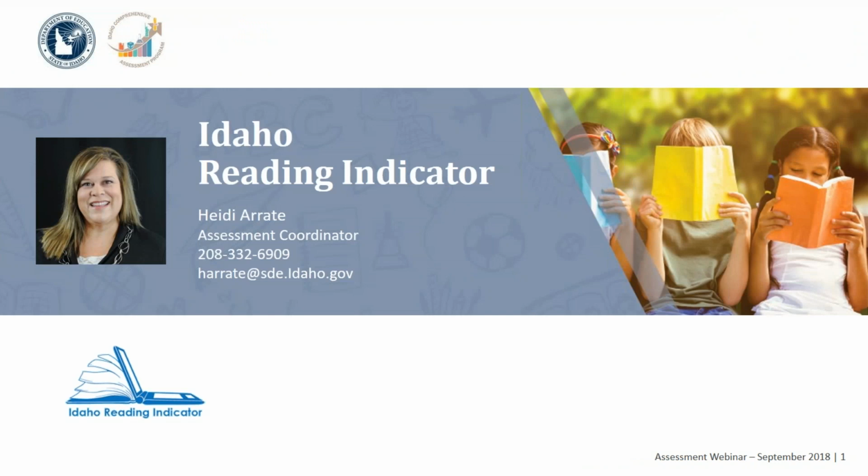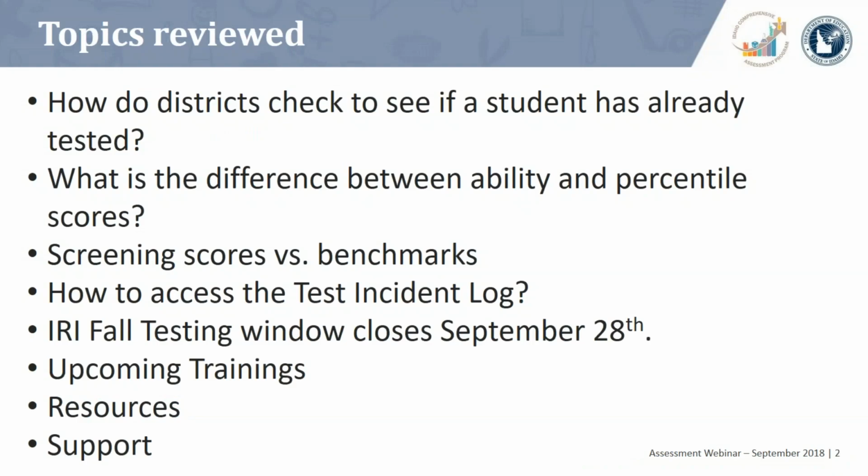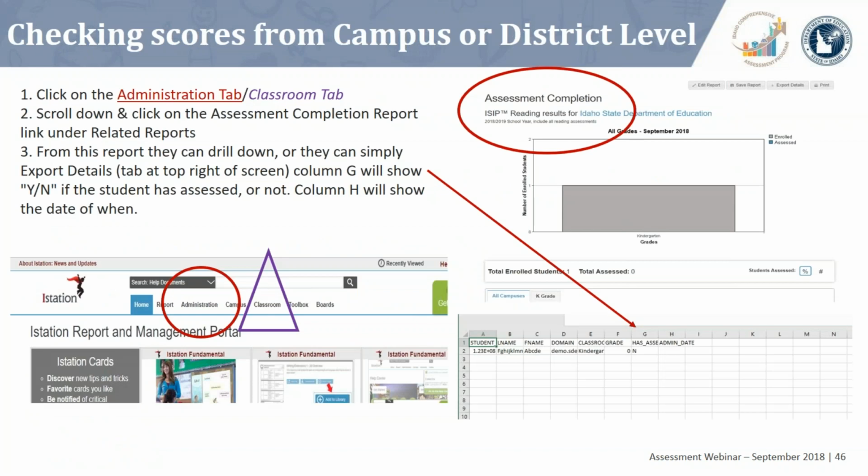Hello, everybody. This is Heidi again, and I'm here to talk about the new IRI. So we have quite a few topics to review today. How do districts check to see if a student is already tested? What's the difference between ability and percentile scores? Screening scores versus benchmarks? How to access the test incident log? The IRI fall testing window closing? Upcoming trainings? Resources and support. So let's get started.